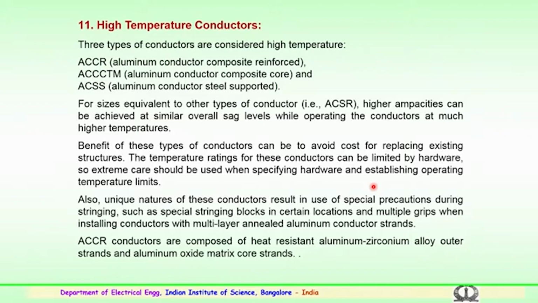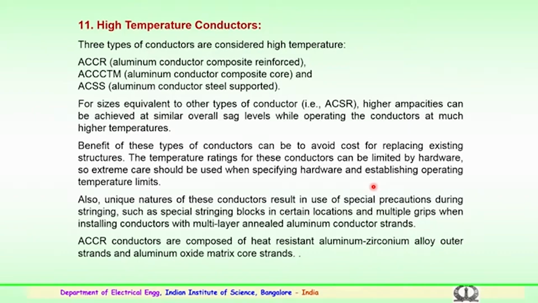Also, the unique nature of these conductors requires special precautions during stringing, such as special stringing blocks in certain locations and multiple grips when installing conductors with multi-layer annealed aluminum conductor strands. So, a very important point to be noted.